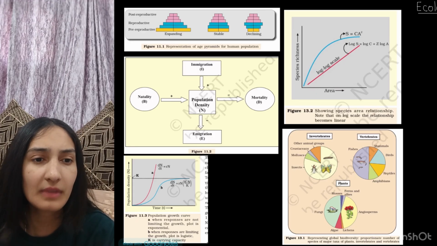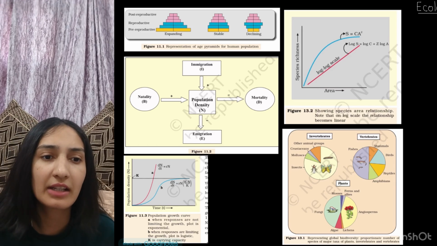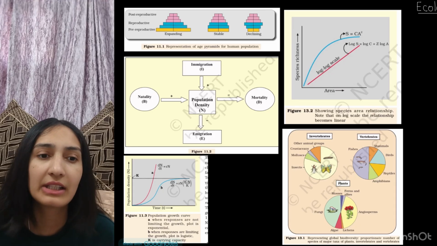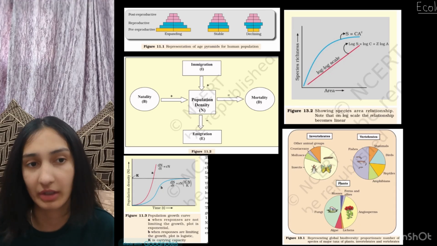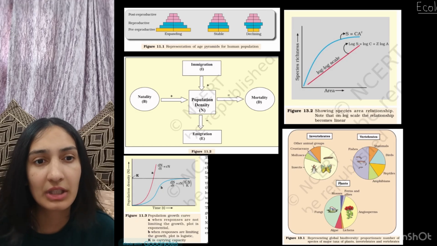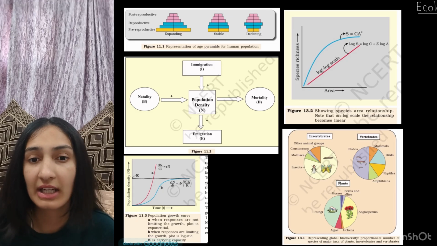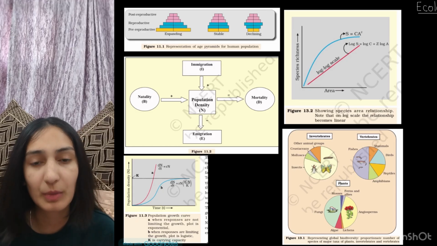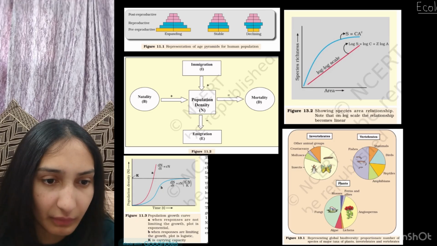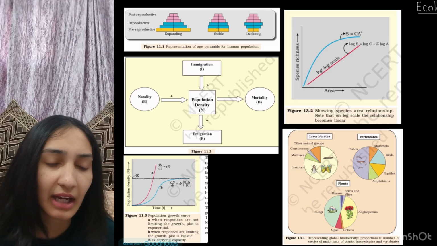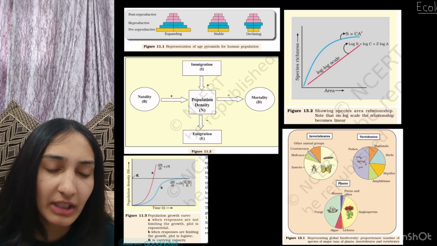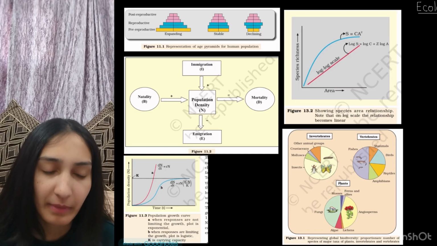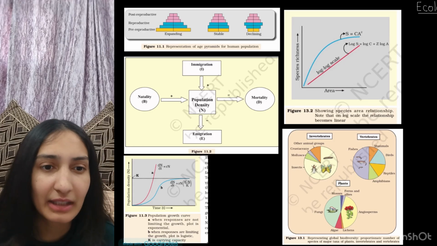Now figure 13.2 shows the species area relationship, and note that on the log scale the relationship becomes linear. Log S equals log C plus Z log A, and S equals C raised to the power Z. And on X axis we have area, on Y axis we have the species richness. Now in figure 13.1 you can see this representing global biodiversity. This is a proportionate number of species of major taxa of plants, invertebrates, and vertebrates.